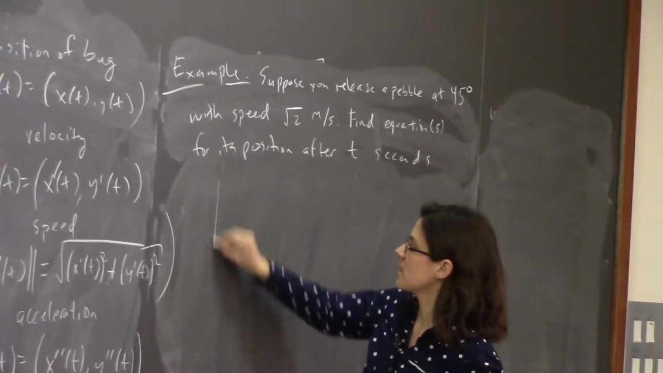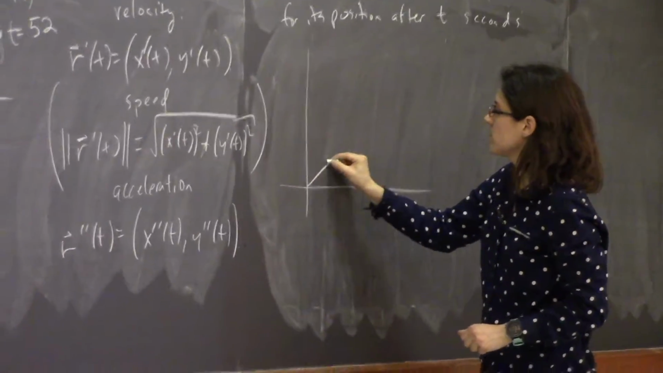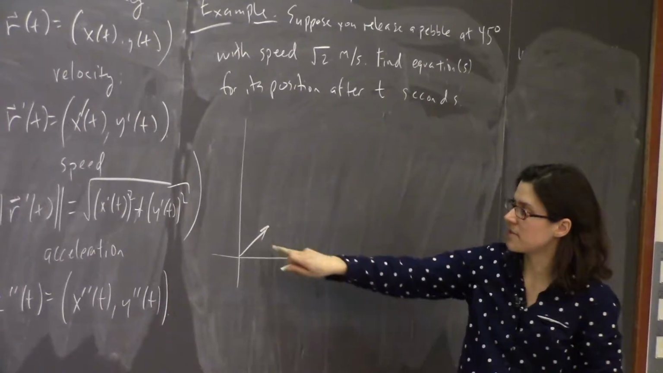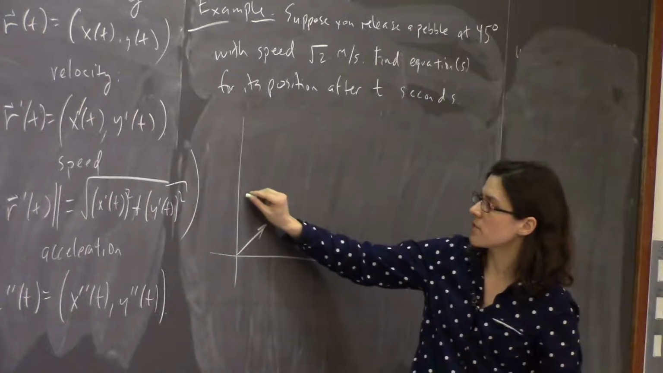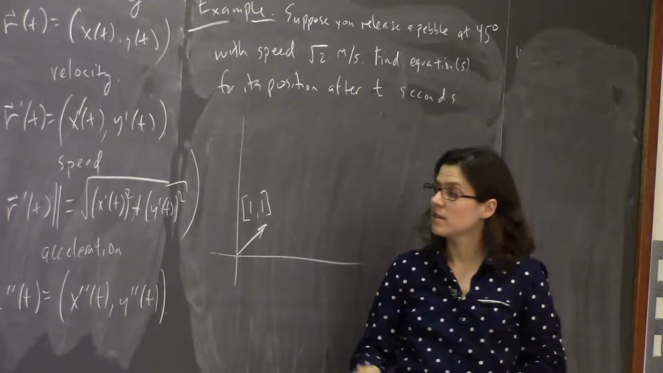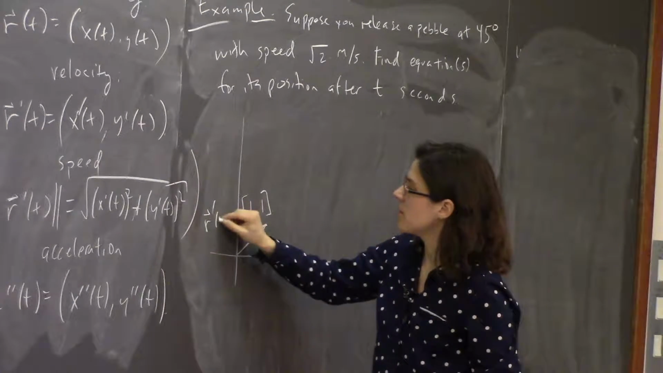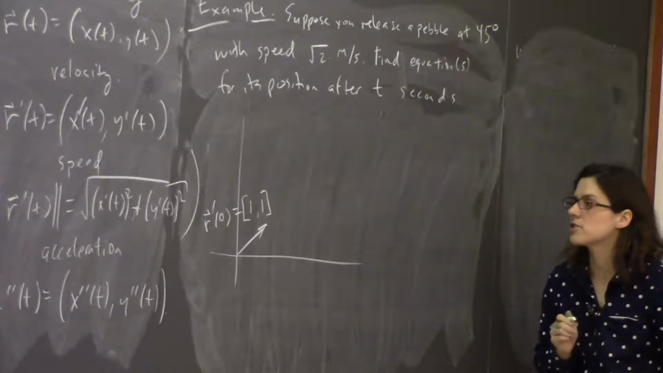So the picture is, you shoot it off, you release it at 45 degrees, and at a speed of square root of 2. So that was all contrived so that its velocity vector at the beginning could be 1, 1. So we know that r prime of 0 is 1, 1. And you want to know how it's changing.